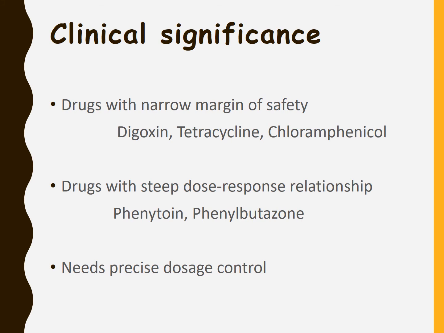And some drugs have a steep dose response relationship. When the dose response relationship is steep, we should also be very cautious. Drugs like phenytoin and phenylbutazone have a steep dose response relationship. Here we need precise dosage control. In these two situations, we need precise dose control. For that we have to check the blood levels every time we give the drug and analyze the concentration of the drug in our blood. That is known as therapeutic drug monitoring.